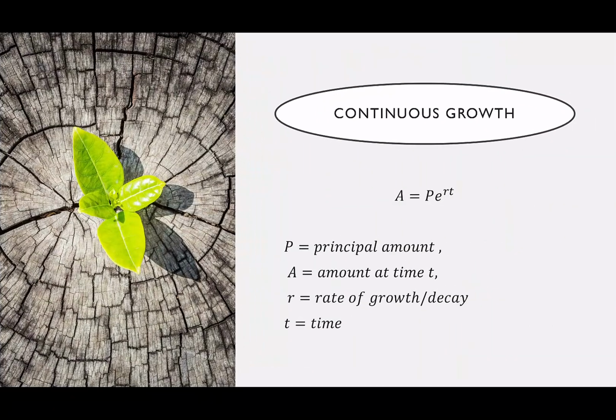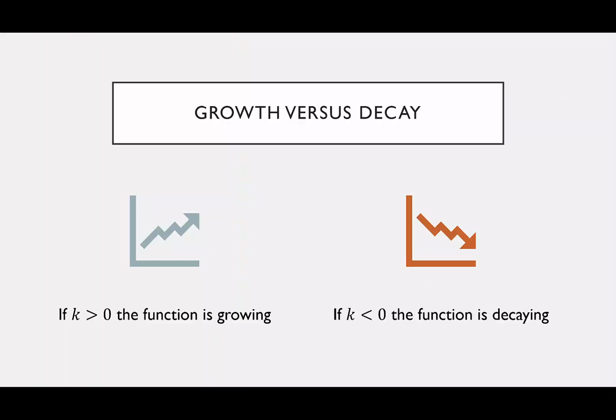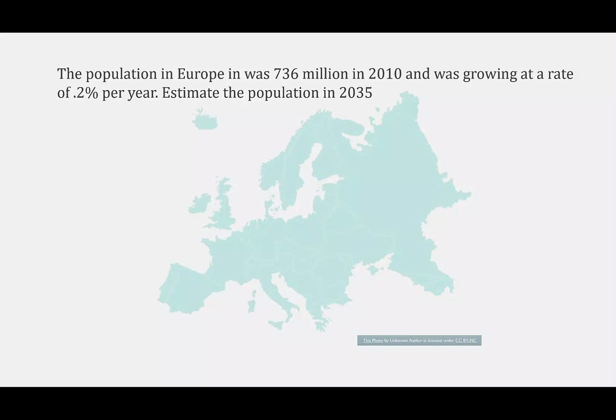Sometimes this is also written as A equals P e to the rt, where P is the principal or starting amount, A is the amount at time t, r is the rate of growth or decay, and t is still the time. Growth versus decay is related to the sign of k. When k is positive, the function is growing. When k is negative, the function is decaying. Let's use this information to solve some problems.